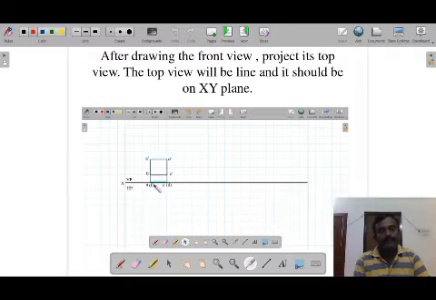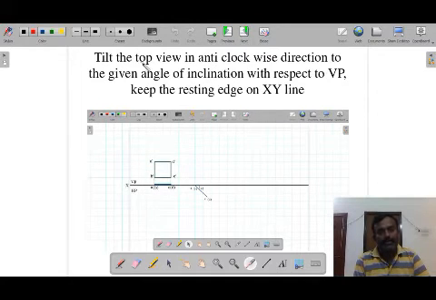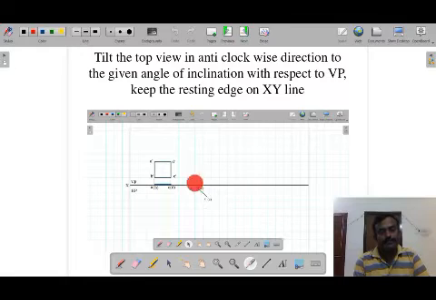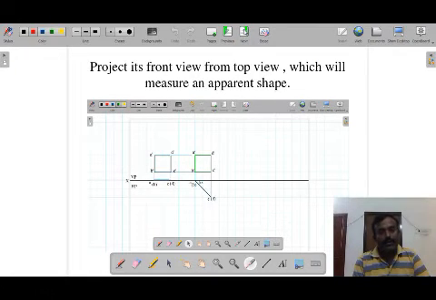Now project the top view. The top view should lie on the reference line. Then tilt the top view in anti-clockwise direction for the given angle of inclination with respect to VP. Make sure that you are keeping the resting condition. Here the resting condition is AB. AB should lie on the reference line. Then draw the front view. The size of the second stage front view will be less than the first stage front view. So this is nothing but its apparent shape.